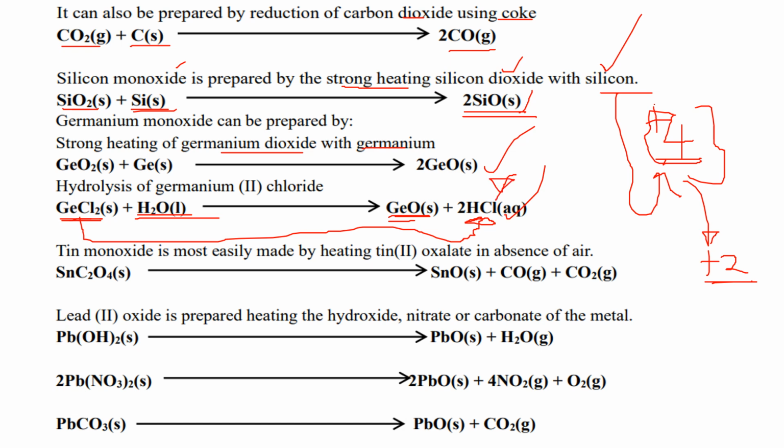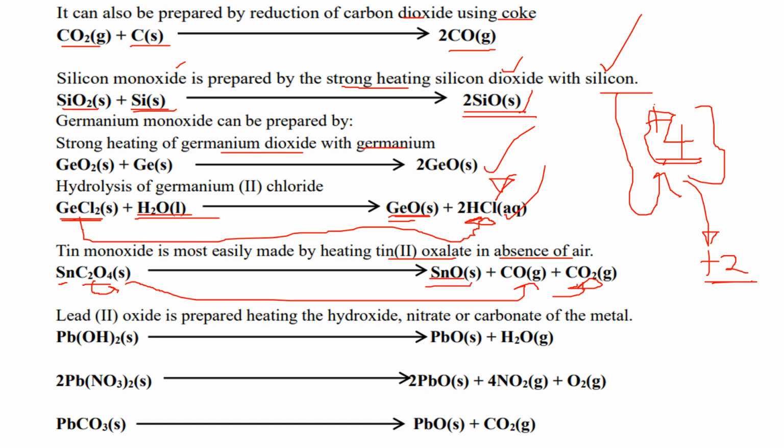So you're going to be saying that tin monoxide is mostly easily prepared by heating tin oxalate in absence of air. And what you do, we get tin oxalate. This is an oxalate ion. So when you heat oxalate, you always get two components. You get both carbon monoxide and carbon dioxide. And then the remaining product is going to be tin 2 oxide or tin monoxide.